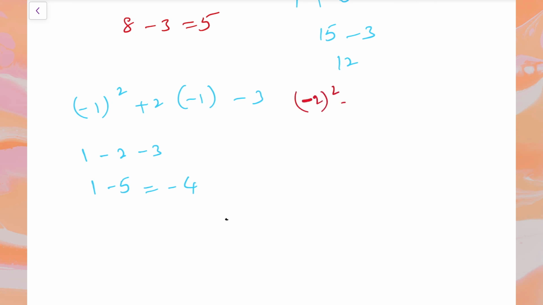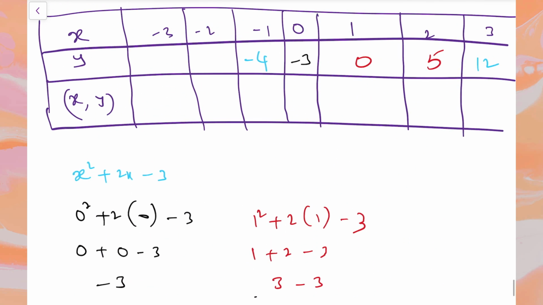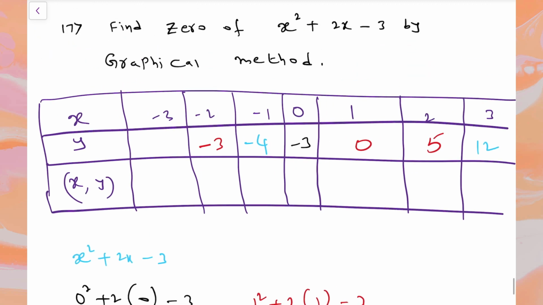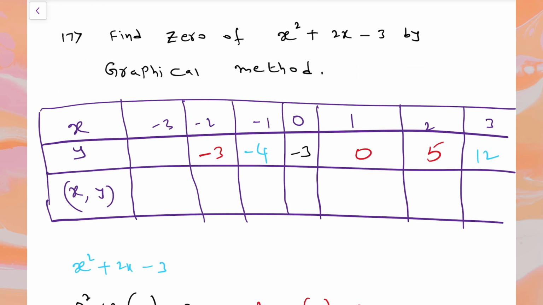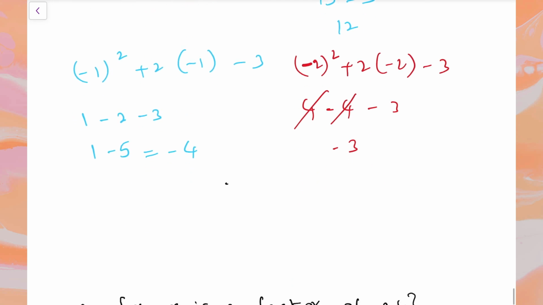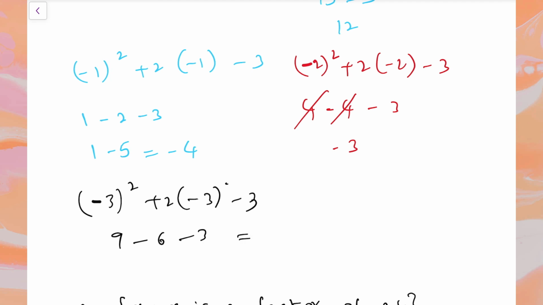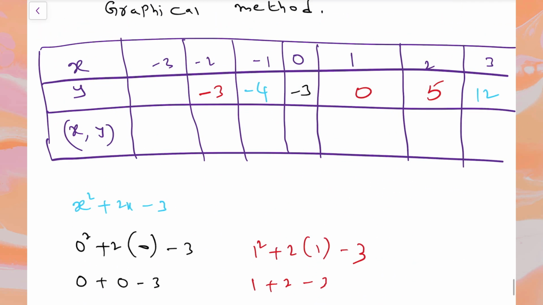Then substituting minus 2. Minus 2 whole square plus 2 into minus 2 minus 3. Minus 2 whole square is 4, plus into minus, minus 2 2s are 4, minus 3. Plus 4 minus 4 cancel, then remains minus 3. Write that minus 3 here. Then substituting minus 3. Minus 3 square plus 2 into minus 3 minus 3. Minus 3 square is 9, plus into minus, minus 2 3s are 6, minus 3. 9 minus 6 is 3, 3 minus 3 is 0. So I got here 0.